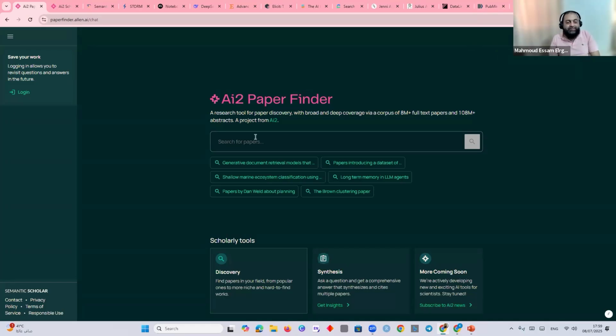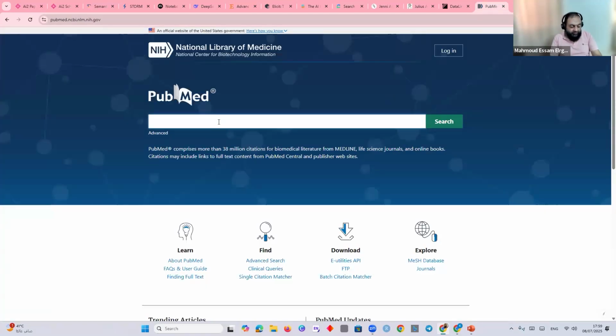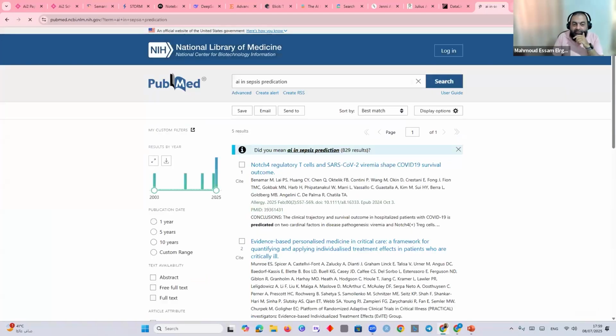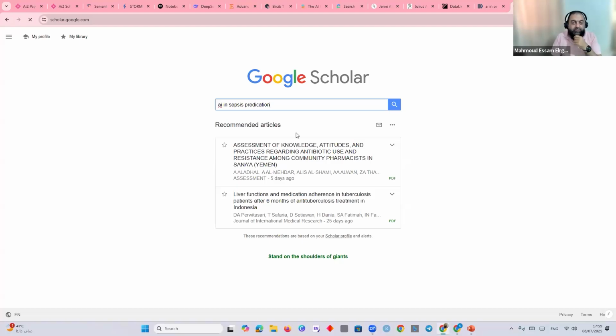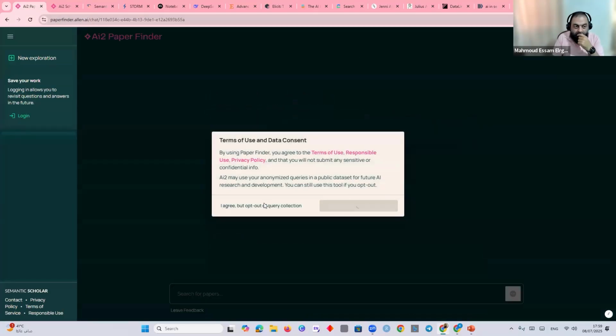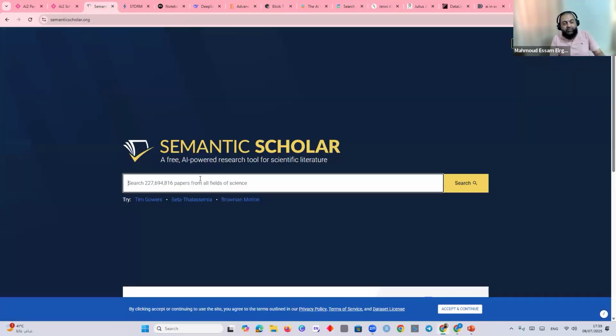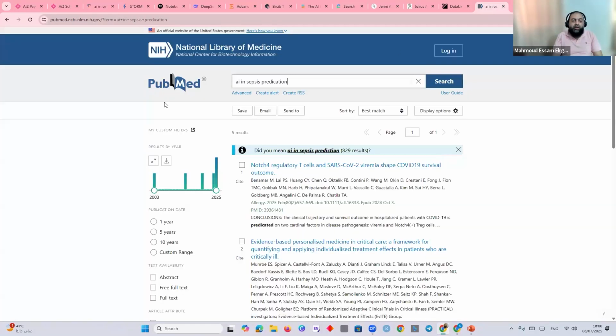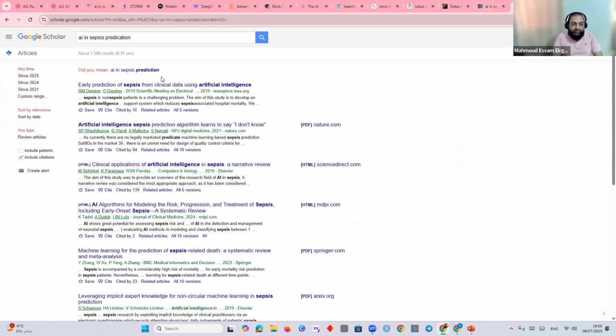So again, we will search for, let's say, AI in sepsis prediction, and let's see the difference when I search in PubMed, when I search in Google Scholar, when I search in AI Paper Finder, and also when I search in Semantic Scholar. Those are the top four for searching. So when I use AI in sepsis prediction, yes, it looks like I searched it wrong.